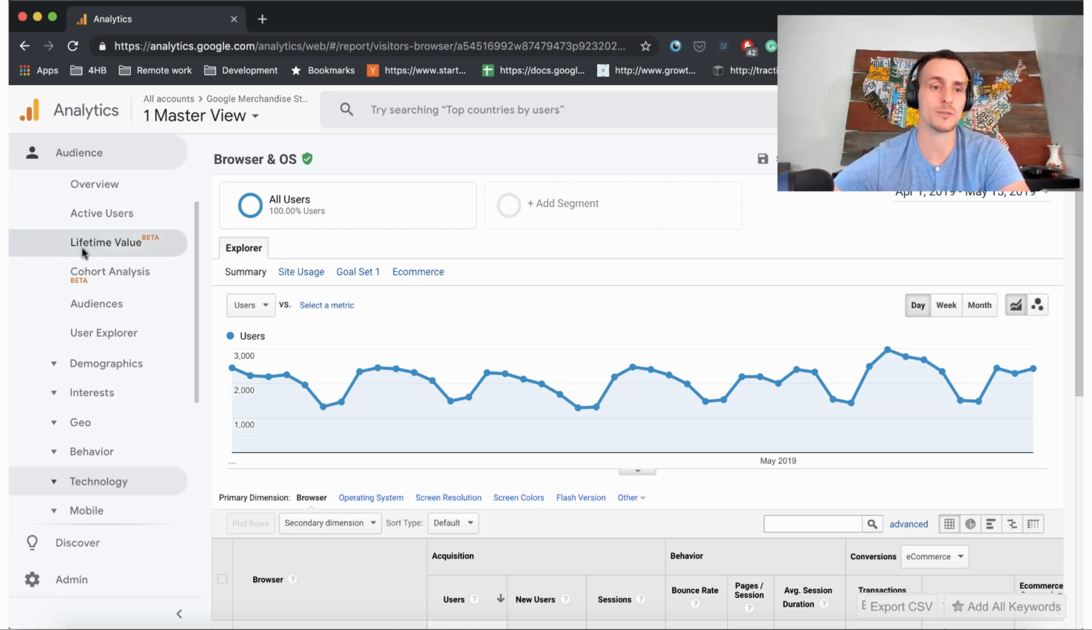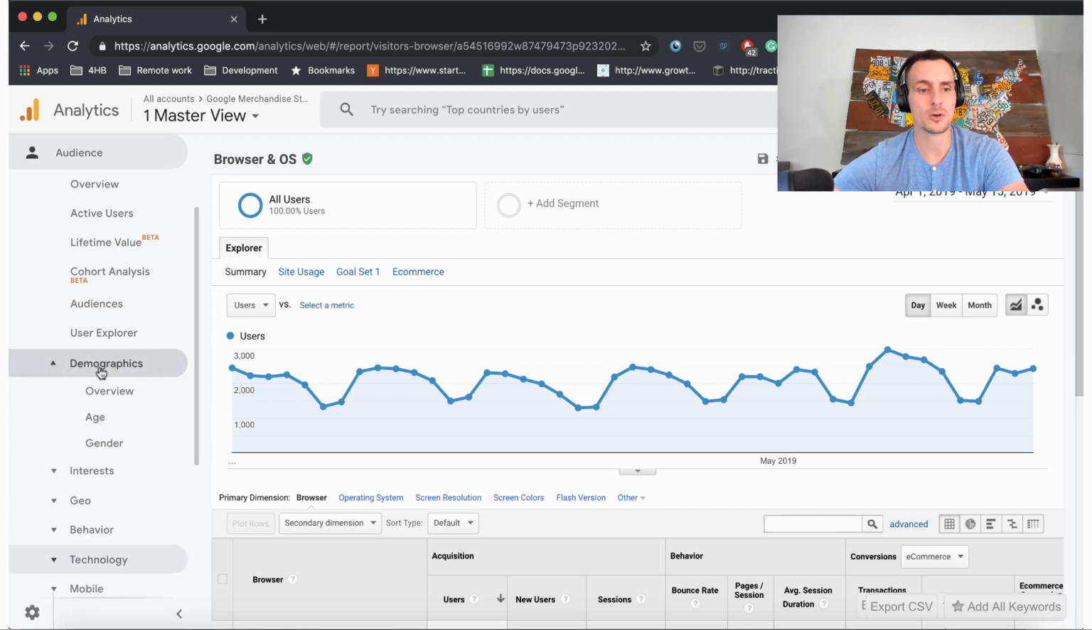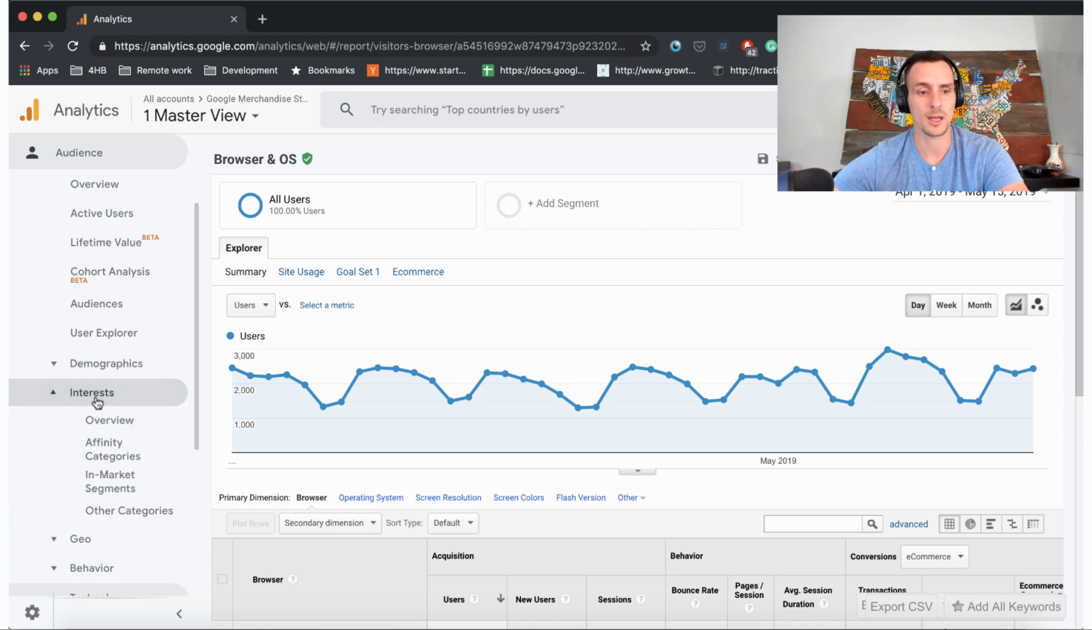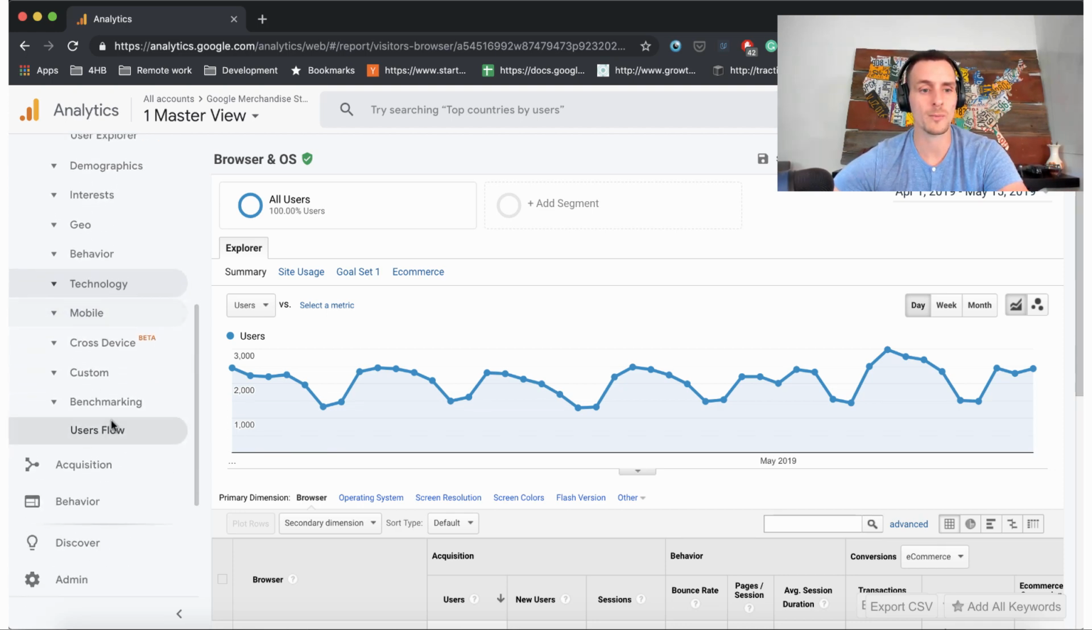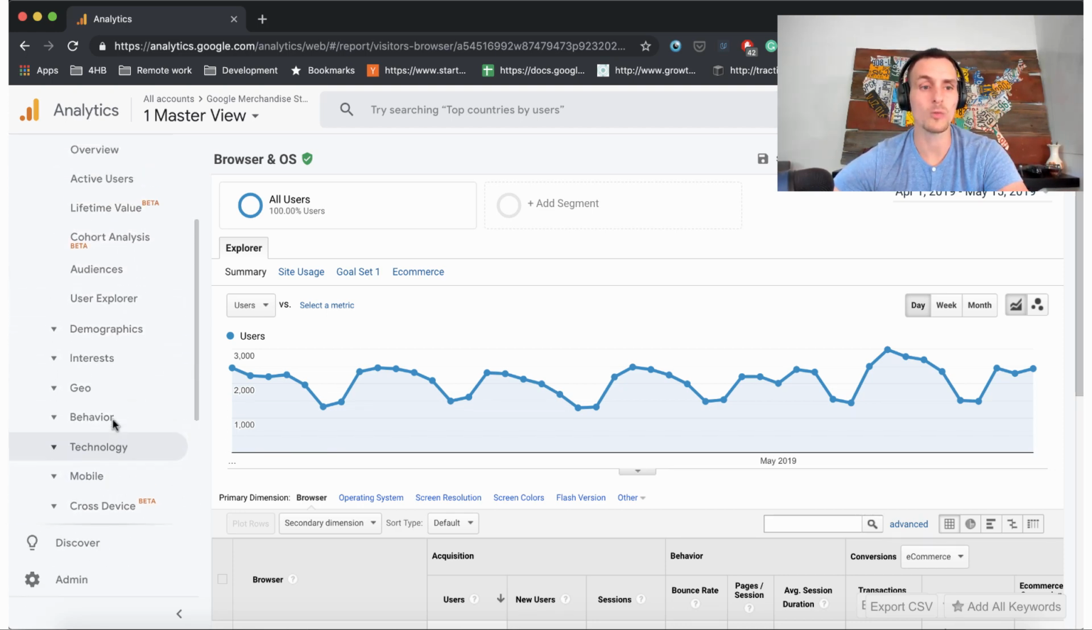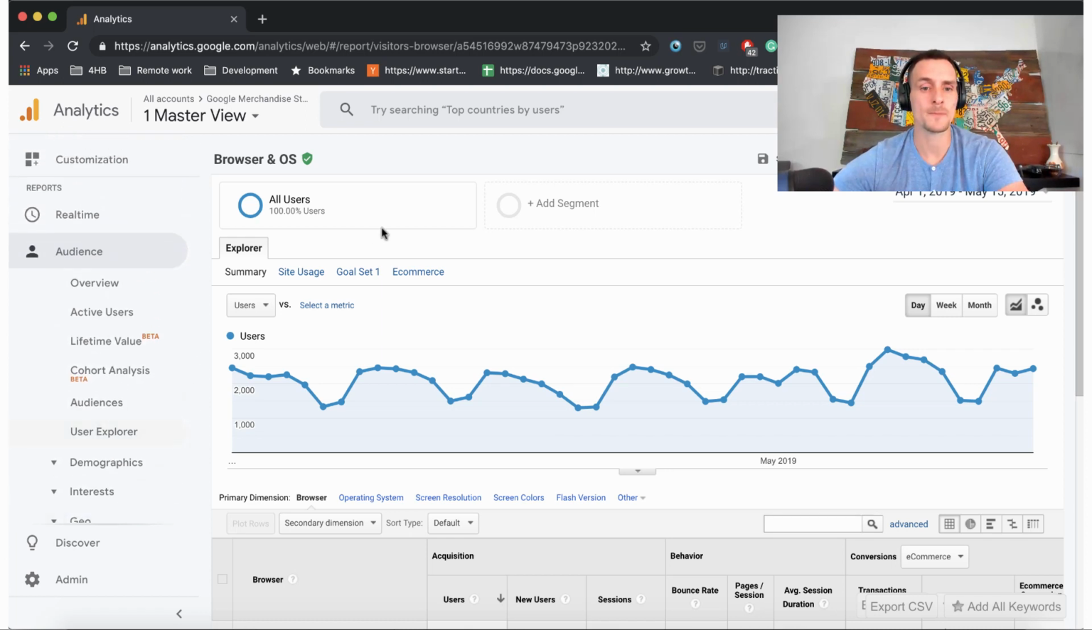So really cool stuff. So you can see here, users get based on demographic information, age, their gender, the interests, what technology and browser they're using, what devices they're coming from, even how they're moving through your website. And so the audience reports give you a really deep understanding about who is using your site.